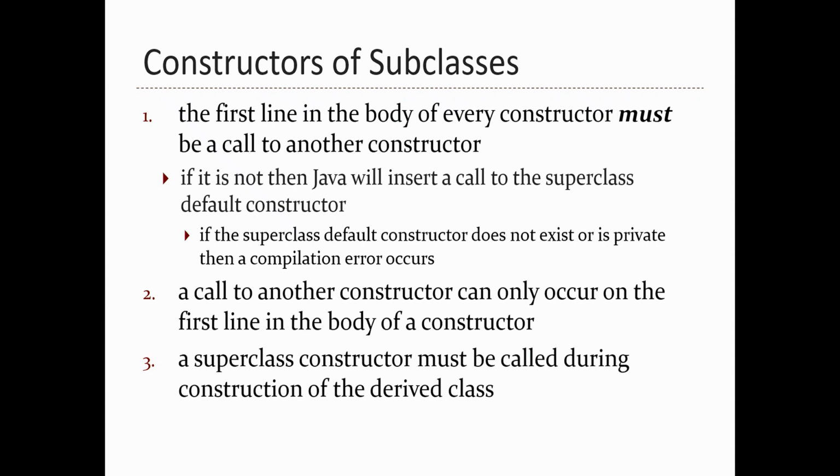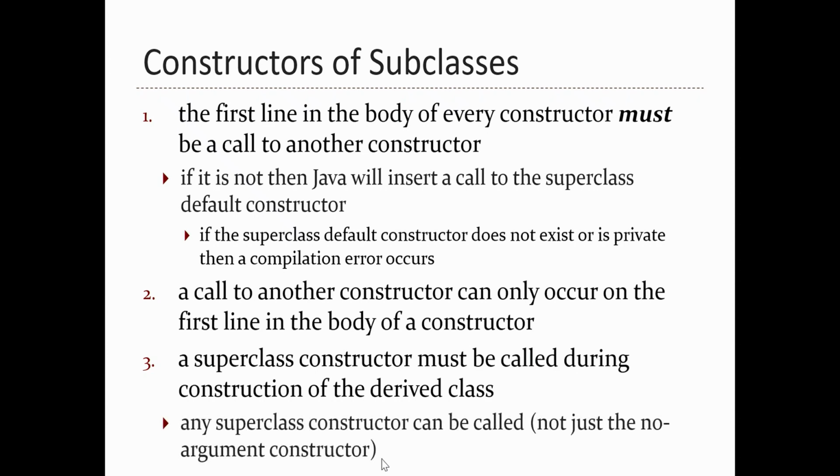Finally, a superclass constructor must be called somewhere in the process of initializing your derived class object. Why does this have to happen? Because the superclass might have private stuff in it that has to be initialized. The only way to initialize that stuff is by calling the superclass constructor. So when you make your subclass constructor, at some point, you've got to call the superclass constructor. You're allowed to call any superclass constructor. It doesn't have to be the no argument constructor.